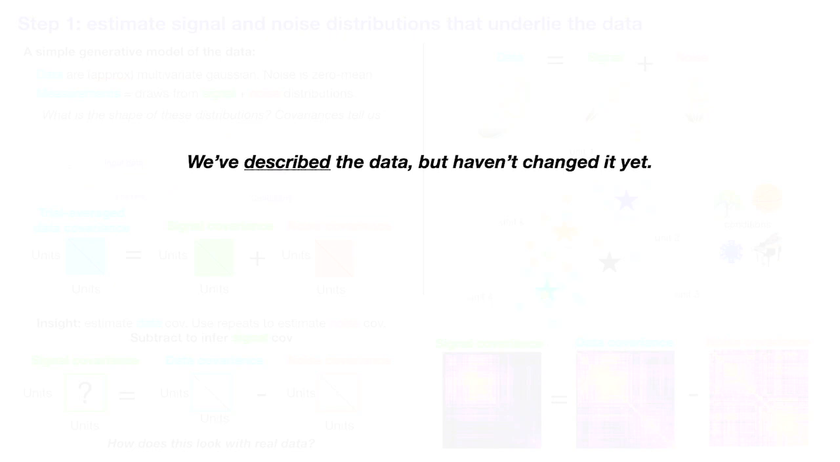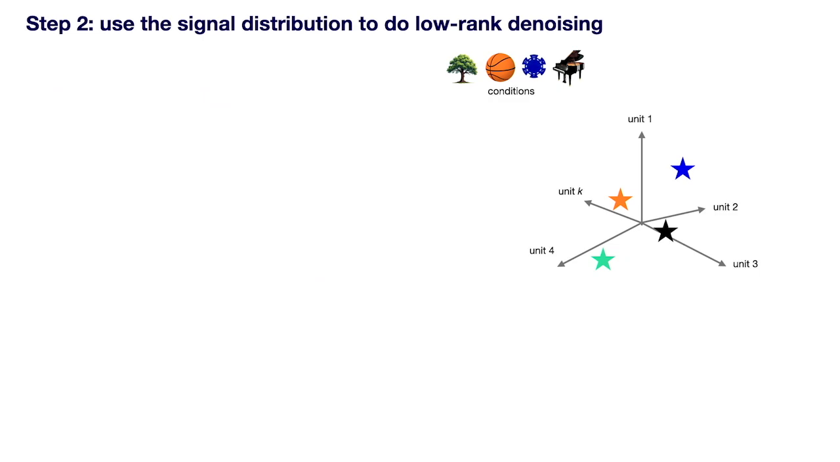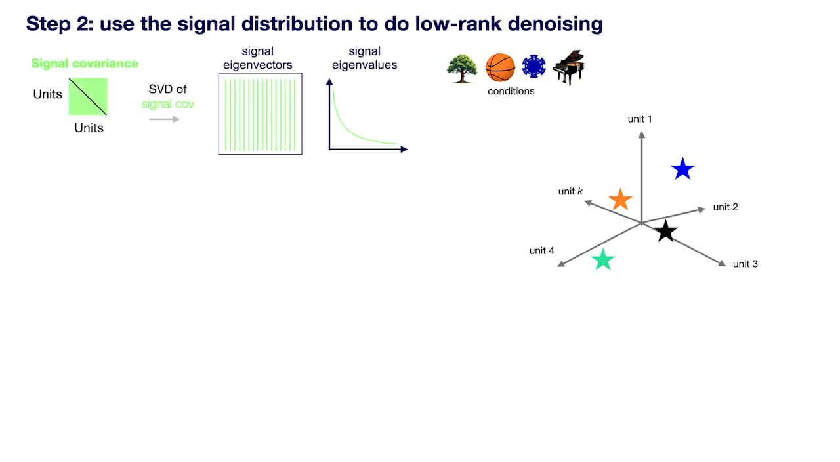So now we've described the structure of the data, but we haven't actually changed it yet. The next step is to isolate the underlying signal that corresponds to each condition. To do this, we'll use our knowledge of the signal distribution and just do low-rank denoising of the data. So we have our signal covariance estimate, and the next step is to do SVD, which gives us a set of eigenvectors and eigenvalues that describe this distribution.